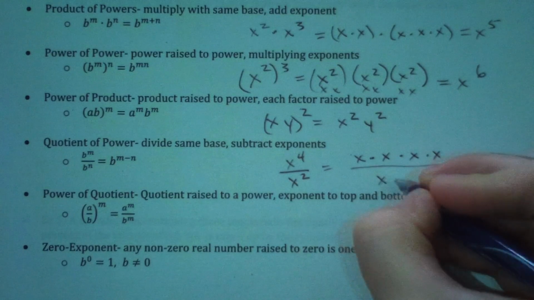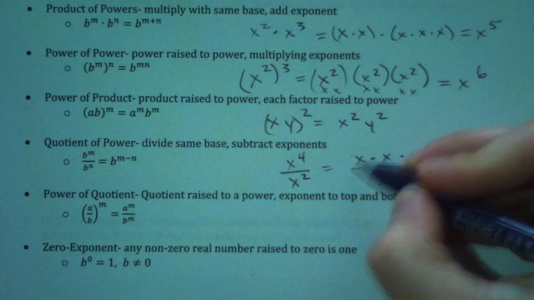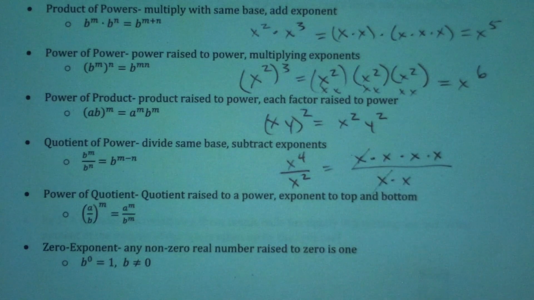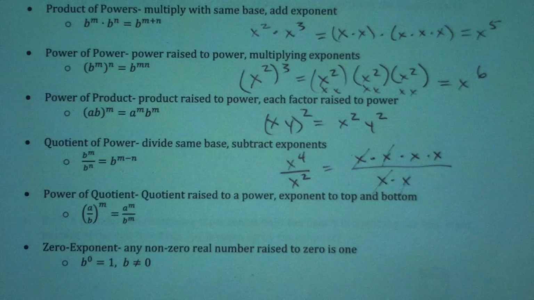Like here, if I've got an x on the top and an x on the bottom, couldn't a set of those cancel? Yeah, and then again, if I've got an x on the top and an x on the bottom, can those also cancel? Yeah. So how many am I left with there? 2, so that would be x times x, which is x squared. So how it works is you can always take those powers, if the base is the same, and subtract those.